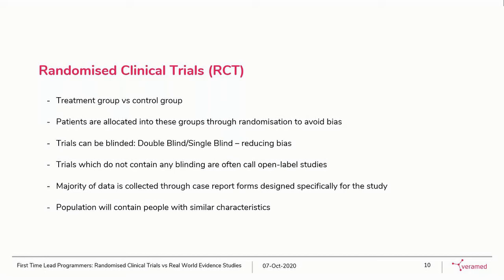For example, if a treatment is known to cause a specific adverse event, then blinding would not be appropriate. In most randomized clinical trials, data for each patient is collected through a case report form, or a CRF. A CRF is a form or questionnaire which is designed to collect all the protocol required information from each subject in the trial, and this makes each CRF unique to the study. The population will contain people with similar characteristics so that the results can be compared, and the criteria for the population would be defined in the study protocol.